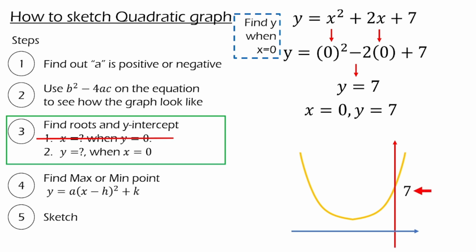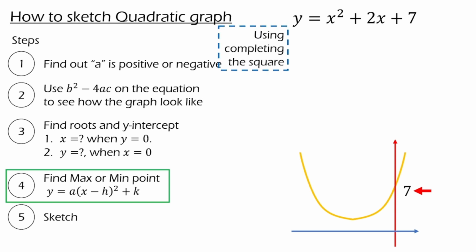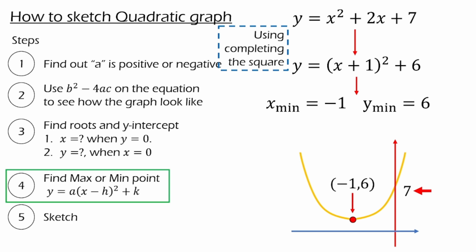Continue to step 4, which is to find the maximum or minimum point of a quadratic graph. We can find this by using the completing the square method to change it into what we call vertex form. From here, we know that our x minimum is negative 1 and our y minimum point is 6. We have finished sketching the quadratic graph for y equal to x squared plus 2x plus 7. Let's move on to the next graph.